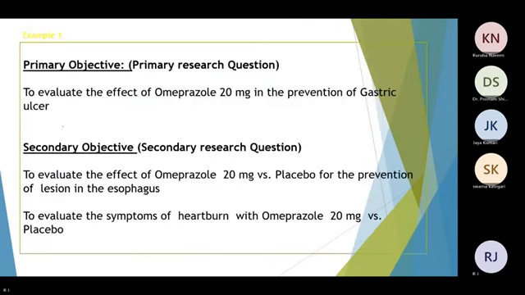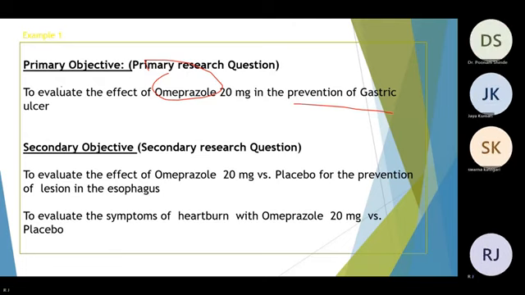For example, this omeprazole 20 mg. I'm conducting one phase 2 clinical trial to evaluate the effect of omeprazole 20 mg in prevention of gastric ulcer. So you can see here, my primary purpose is to know the effect of this drug in the prevention of gastric ulcer. This is my primary objective. This is my primary goal.